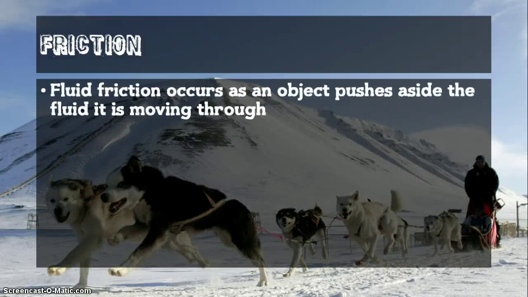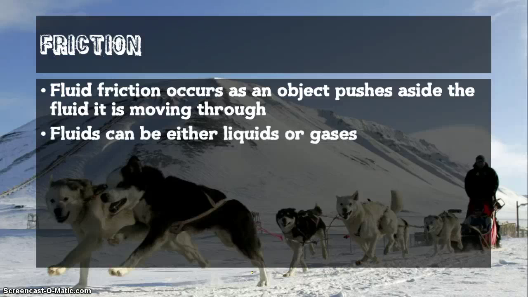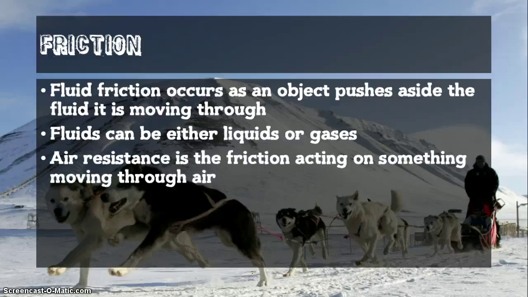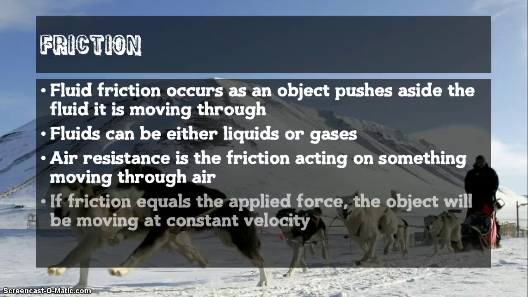So that's solid friction. There's also fluid friction. And fluid friction occurs in fluids, obviously, which can be liquids or gases, and it's as the object is pushing aside the fluid that it's moving through. One type of fluid friction is air resistance. This occurs when objects are moving through air. And anytime the friction ends up equaling the applied force, or the gravity, or any force you're applying, the object's going to end up moving at a constant velocity.